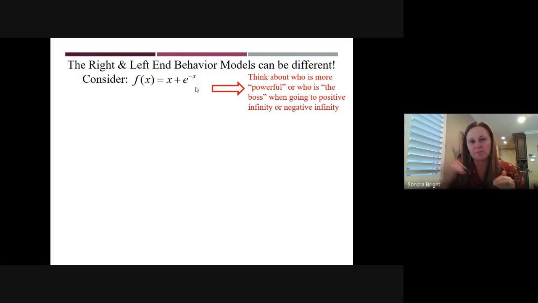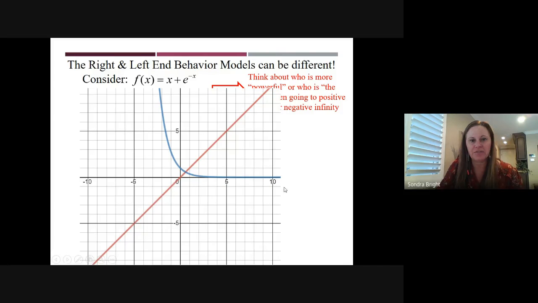It's the exponential, but decay. So here, I'll bring it up right now. There you go. Here they are. The red one is y equals x, and the blue one is y equals e to the negative x. All right, so let's look at the right-hand side first.